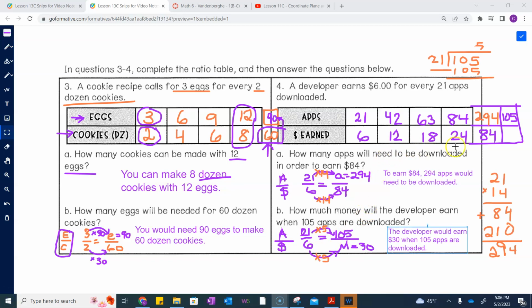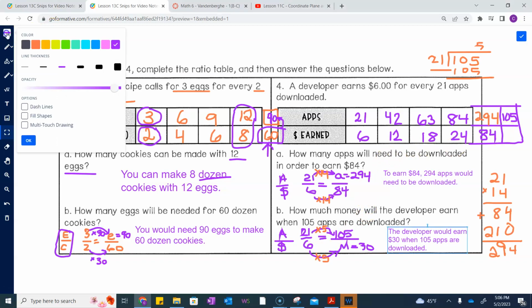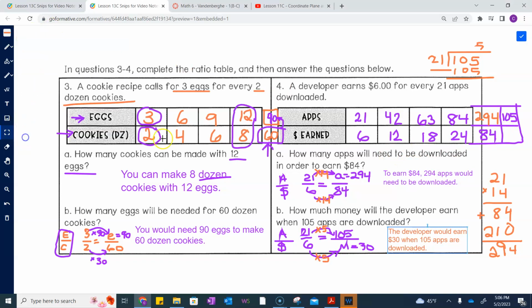Okay, so what you should have found was that in the table, you start with 21 to 6, and then we double the apps, which doubles our money. We triple the apps here to get 63 and triple the money earned from $6 to $18. If we quadruple the apps from 21 to 84, we quadruple the money earned from 6 to 24. And then we get to the question they posed.